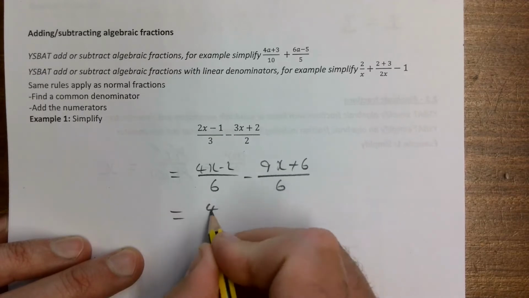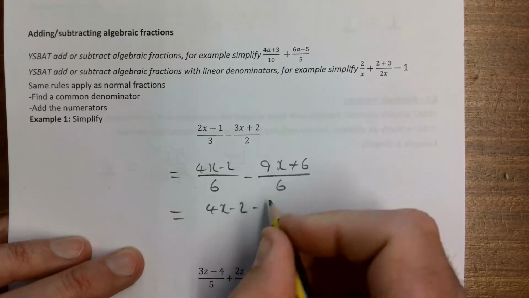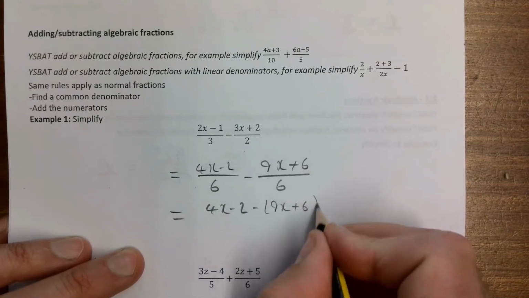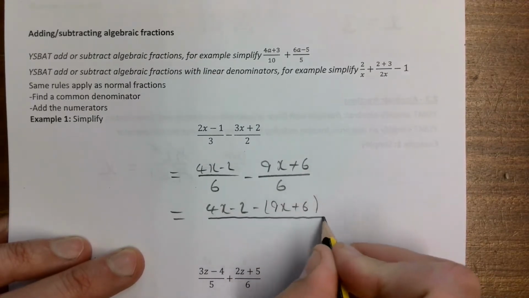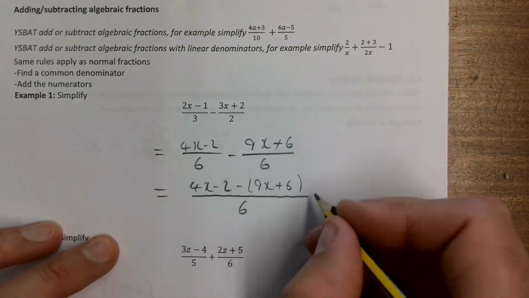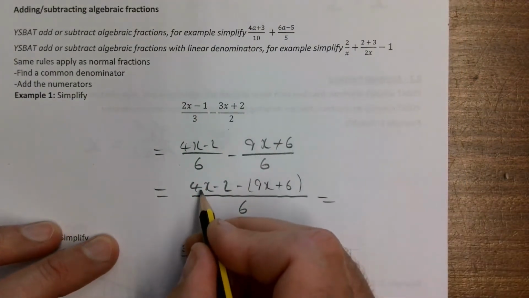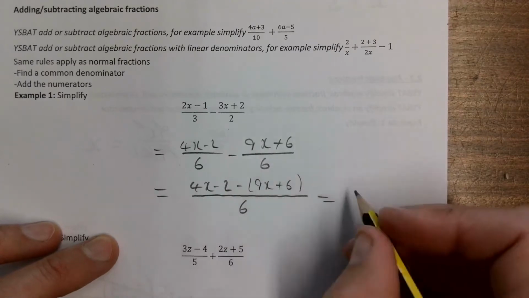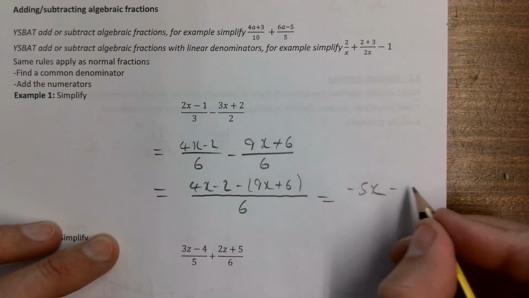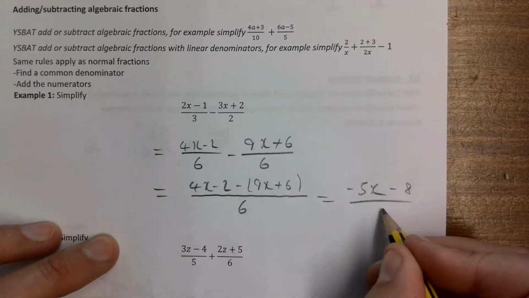Some people then go 4x minus 2 minus. Be so careful here because that turns into a minus as well. So it's 9x plus 6 is being taken away. That's all over the one denominator. I hope you see where that's come from. And then finally tidy it up. So we have 4x take away 9x. That's minus 5x, minus 2 minus 6, minus 8. And that's all over 6.